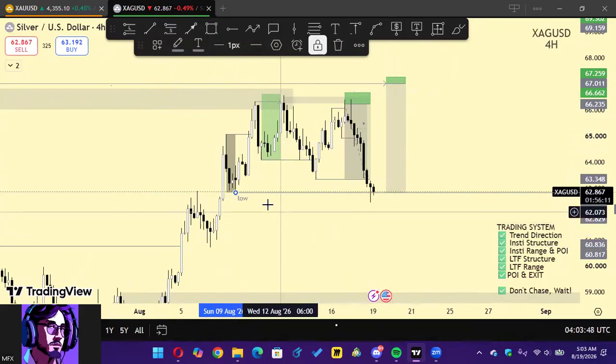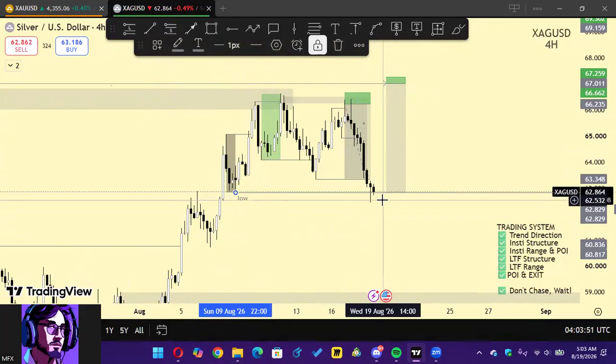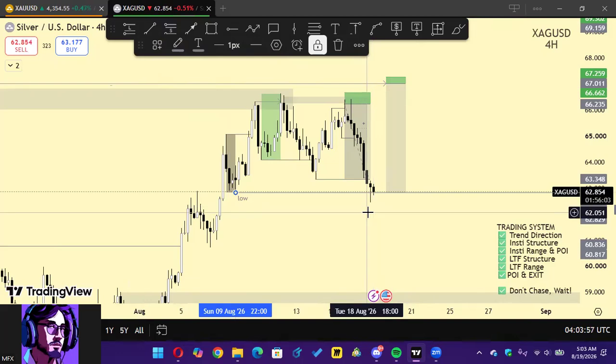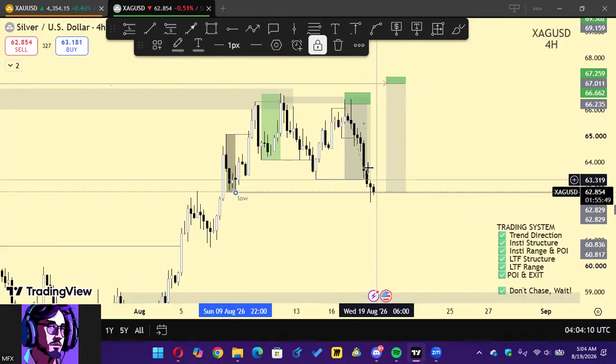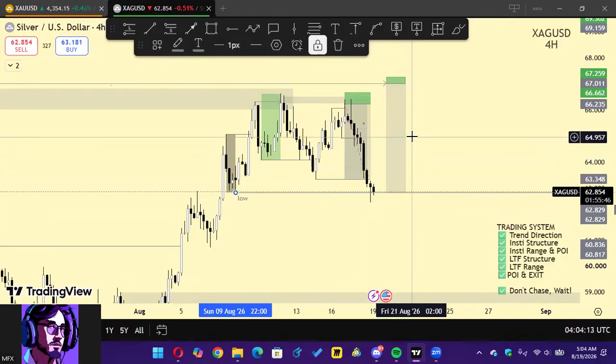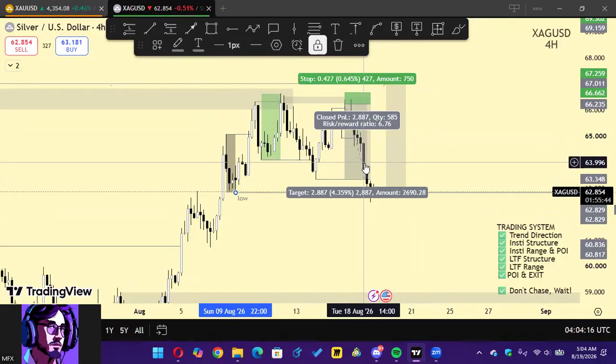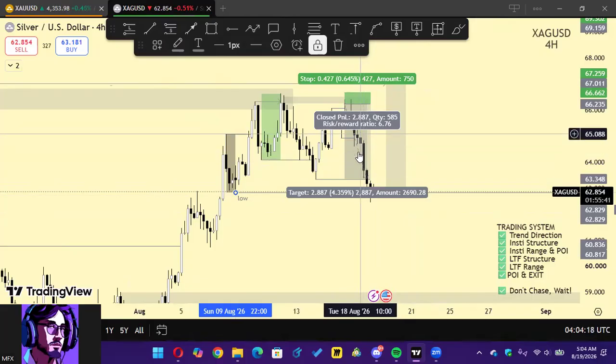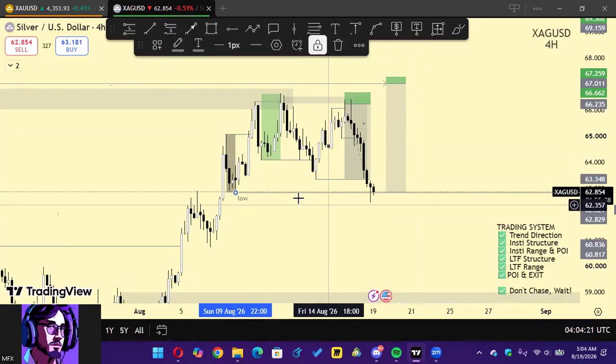The reason is because this protected low is still protected. We've not seen a break of structure, or a mitigation with the candlestick body close. So I'm waiting for price to break this low with the candlestick body close, which is a break of structure. And once we've done that, we're going to look for sells in any of these POIs here, because this will then become a valid range.